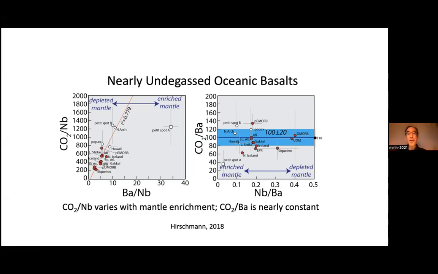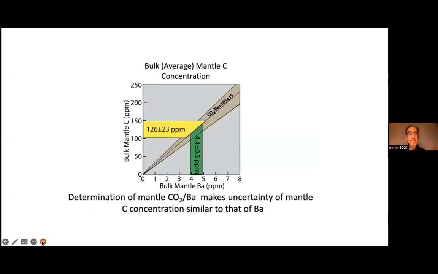These are all the different locations that I was able to compile data for in this paper from 4 years ago, and almost all of them plot within an envelope that's about plus or minus 20%. So applying the same exercise as we did for water-cerium, we arrive at a mantle carbon concentration that's shown here of about 120 parts per million.